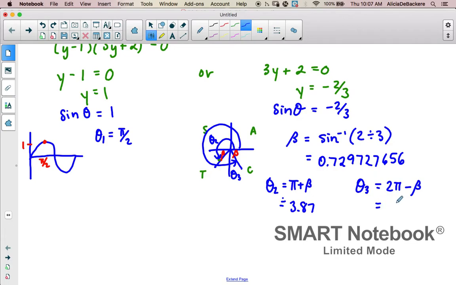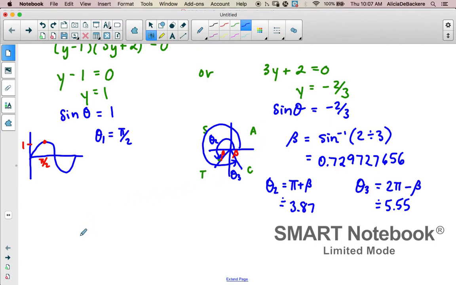And then this one here, 2 pi subtracting the beta, I get about 5.55. And again, that makes sense to me. The whole circle is 2 pi, that's 6.28 when I multiply 2 times 3.14. And so it makes sense to me that it should be a little bit less than that.